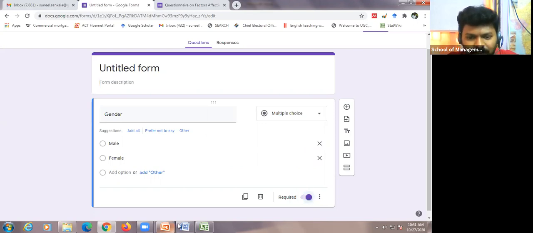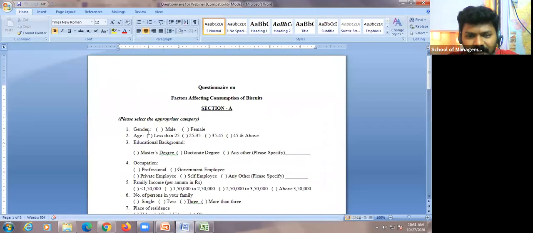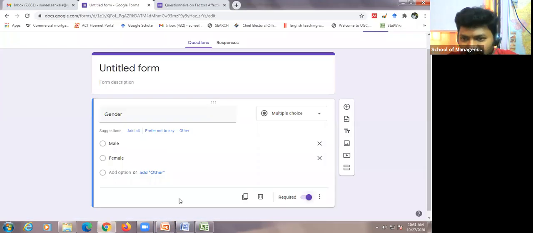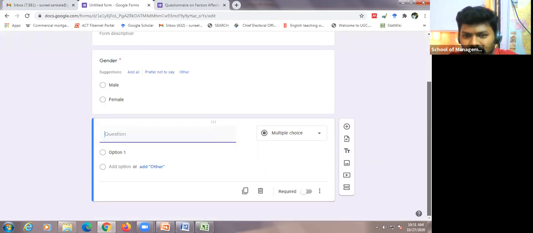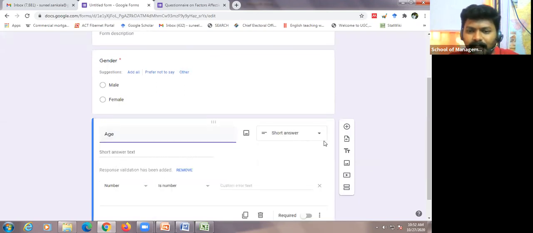Now my second question is age. I have to give an age, right? If you take add here, then one more question, this plus symbol, add. Okay, so you will get one. Or if you want to delete this, or copy the same thing, you can do that itself. Now suppose age, how many options do we have? If you want to give the option to the people or respondents themselves, then give this short answer type.